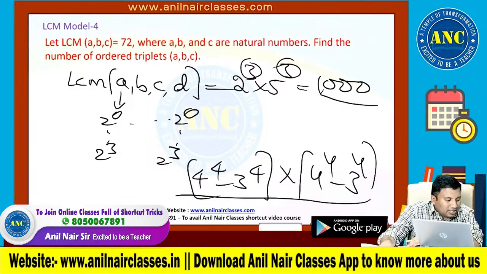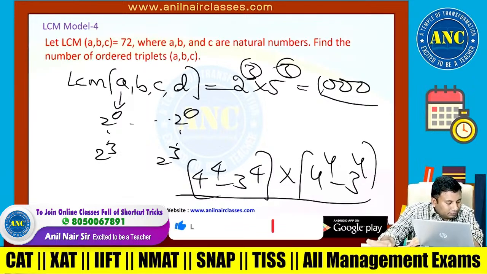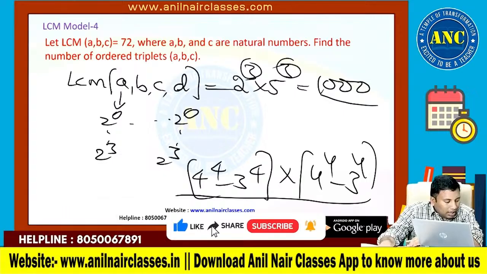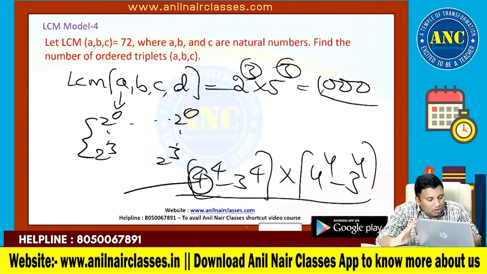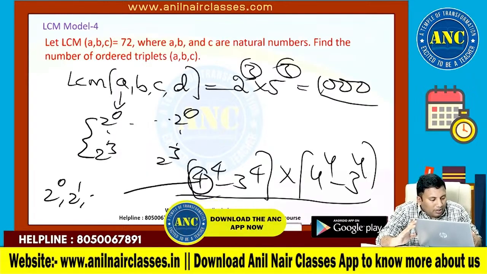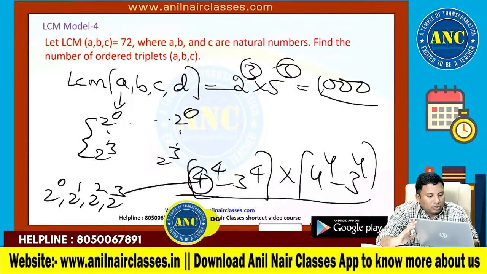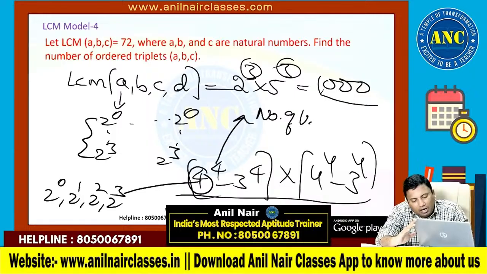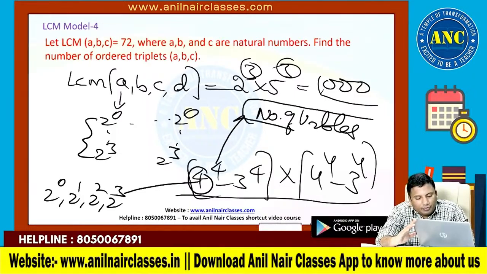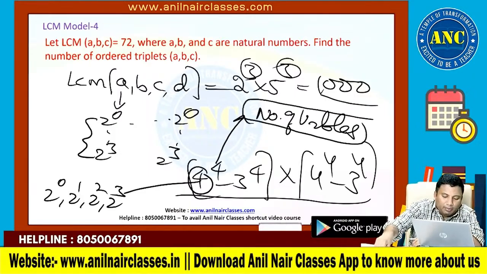I hope it is clear. These 4 represent 0 to 3: 2 power 0, 2 power 1, 2 power 2, 2 power 3. These 4 represent the number of variables. 4 power 4 minus 3 power 4. Idea.